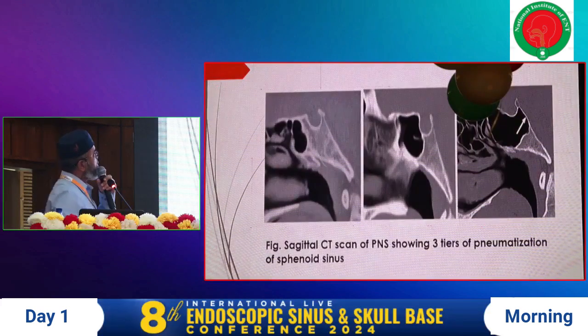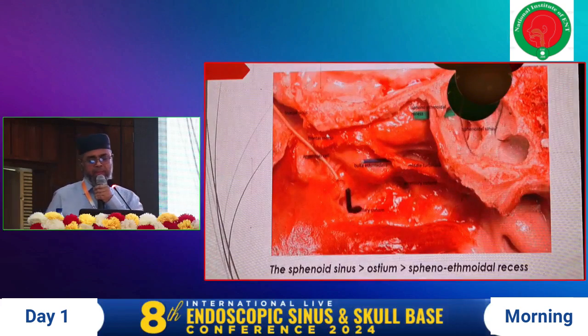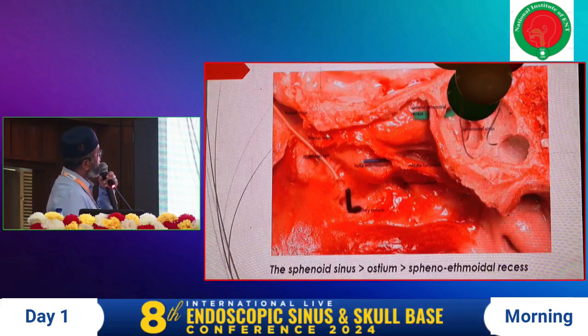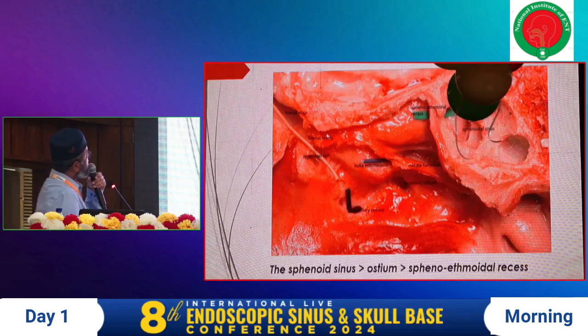Here the CT scan shows the 3 different types of pneumatization. The sphenoid sinus, the sphenoethmoidal recess, and the other sinuses and recesses are seen in this picture.